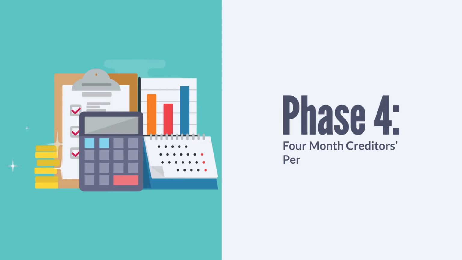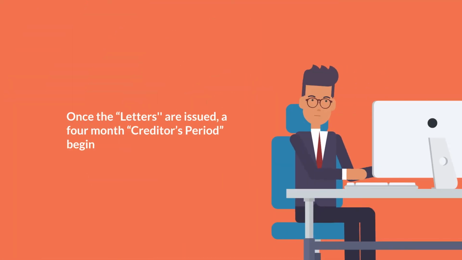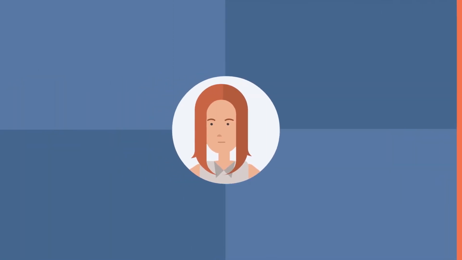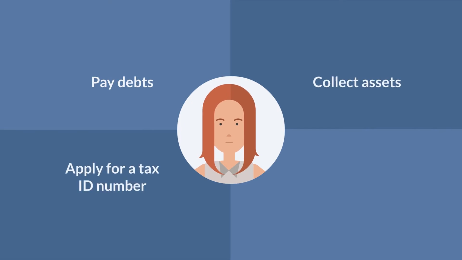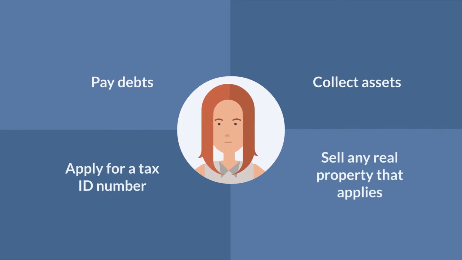Phase 4, 4-month creditors period and appraisal. Phase 4 takes about 4 months or longer in some cases. Once the letters are issued, a 4-month creditors period begins. It's during this time that the now appointed personal representative will have the ability to pay debts, collect assets, apply for a tax ID number, and sell any real property that applies.